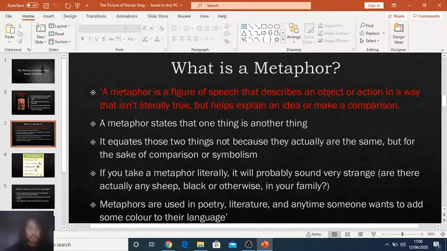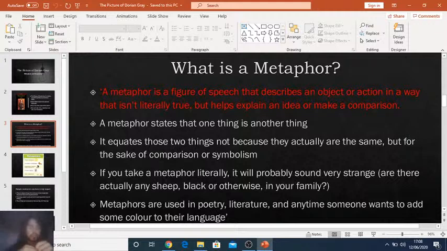So basically, a metaphor states that one thing is another thing. It equates those two things not because they are actually the same, but for the sake of comparison or symbolism. If you take a metaphor literally, it will probably sound very strange. So, are there actually any sheep, black or otherwise, in your family?